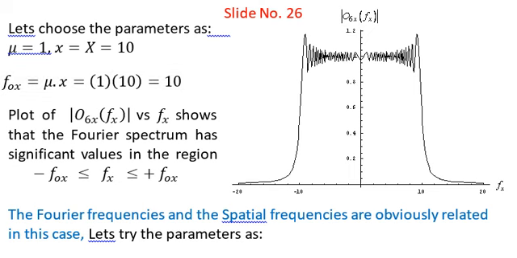So let's choose the parameters. Mu is equal to 1, and capital X is equal to 10. You know that we have calculated previously the spatial frequency along the x direction was equal to mu times X. So put the value of mu, which is 1, and the value of X, which is 10, and the value is 10. So the spatial frequency of the object along the x direction for the given object is 10.